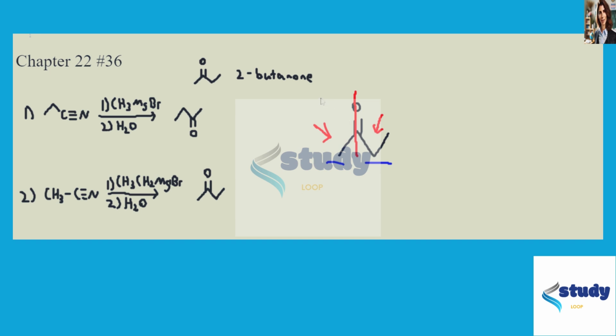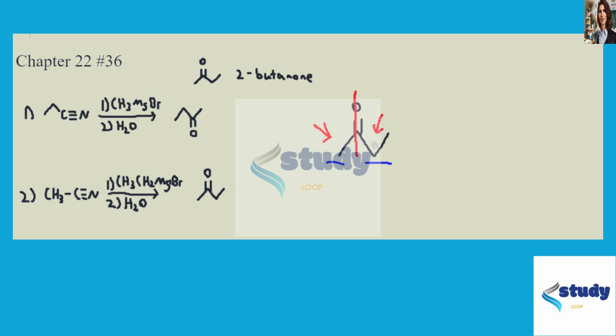If you know that you have to make a ketone from a nitrile, you can just draw a line vertically through the ketone and think about, you can take everything to the left of the ketone and start with that and just make the ketone carbon into a nitrile, and then use a Grignard comprised of however many carbons you need to the right.